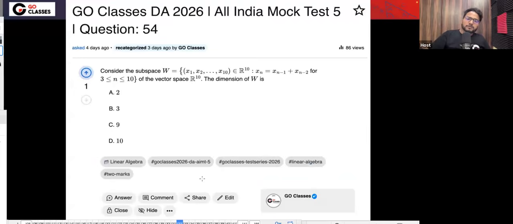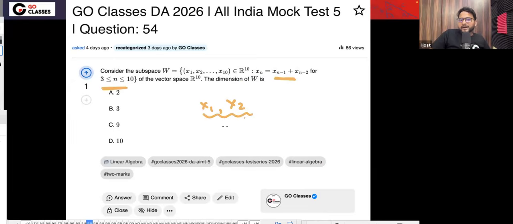Now let's solve this question. This was also an easy question. Let's see what they are saying. In this question, they are saying that every vector after x2 is basically the summation of the earlier two vectors. Which means only x1 and x2 are the free vectors which we can choose anything. And then x3 will be the summation of these two, and x4 will be the summation of x3 and x2, and so on. So x3 onwards, these are dependent.